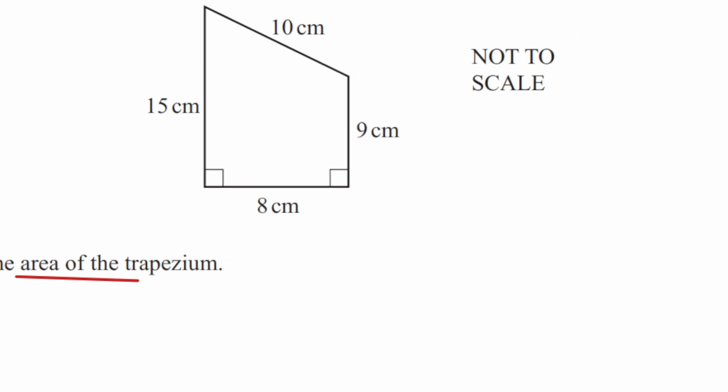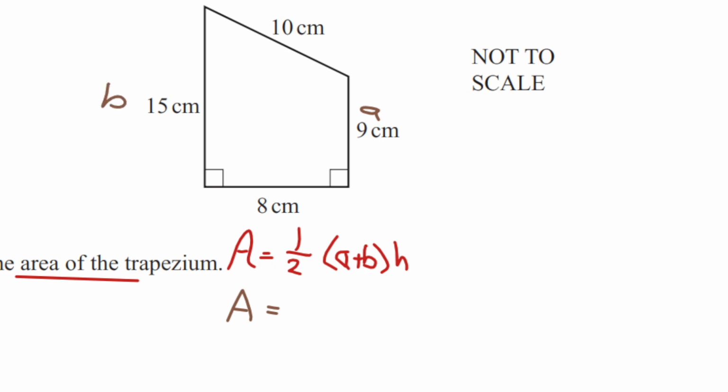just zoom in. So the area of the trapezium is half times the opposite sides times the height. A and B are always opposite to each other. Now, that means the area is going to equal to, let's call this A and let's call this B.